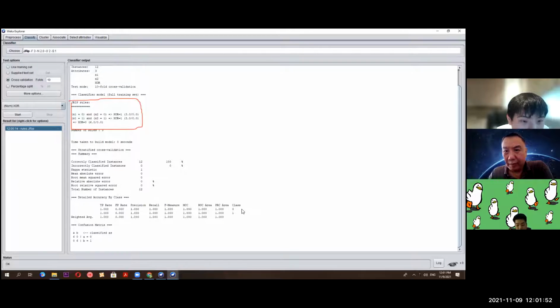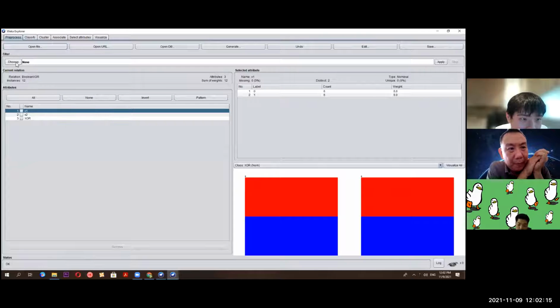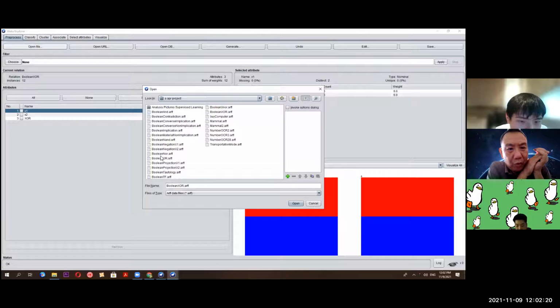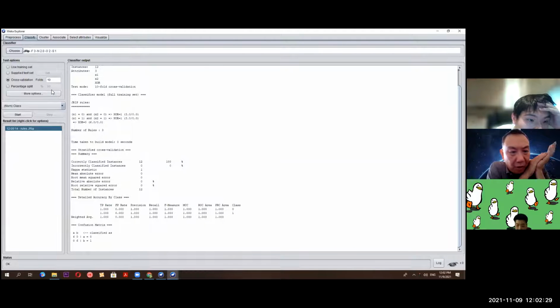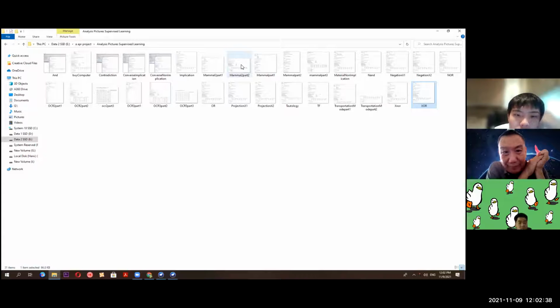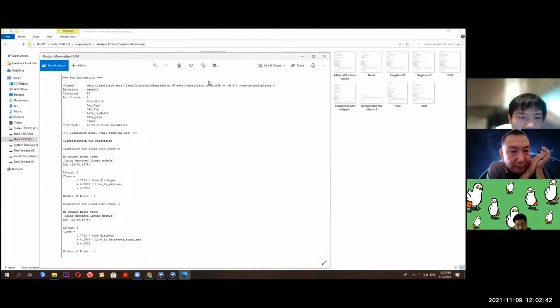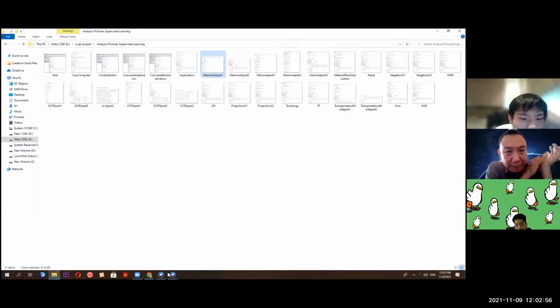See? So you need to find out not just how to get 100%, but how to use it for your real world application. Okay, say try mammal. Open your mammal, mammal 2 or mammal is up to you. So the class is either mammal or not mammal, right? What do you use? You use JRIP also? Last time, no. Which method do you use? Model 3, yeah. Try. Demo it.